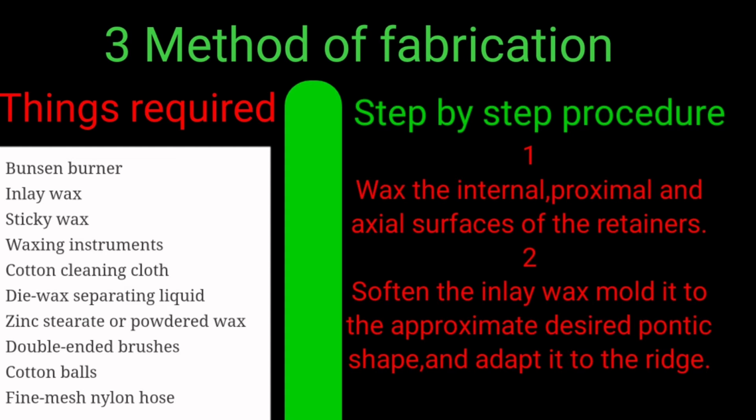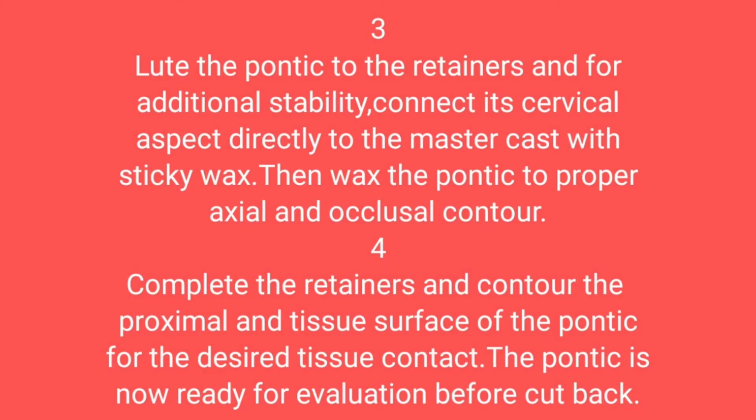Fabrication of dental pontic. Step-by-step procedure. Number 1. Wax the internal, proximal and axial surfaces of the retainers. Step number 2. Soften the inlay wax, mold into the approximate desired pontic shape and adapt into the ridge. Step number 3. Lute the pontic to the retainer and for additional stability, connect its cervical aspect directly to the master cast with sticky wax.